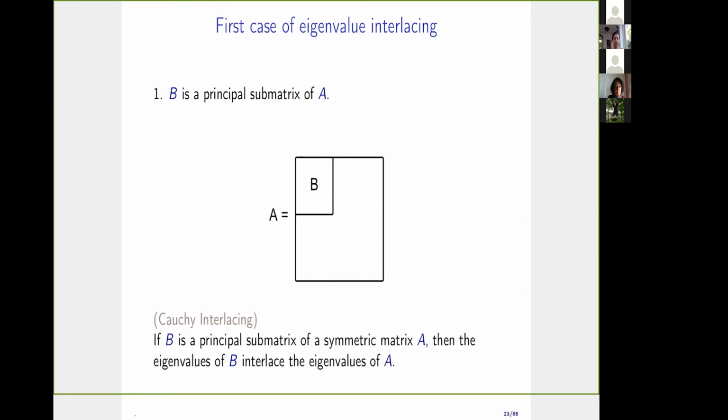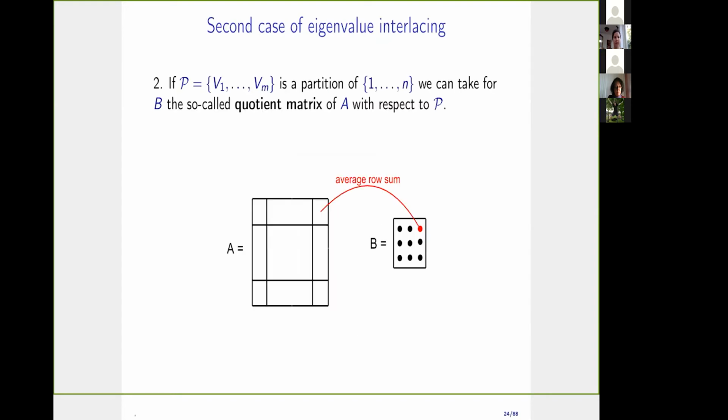In that case, you can just apply Cauchy interlacing. This is a very well-known result, the classical interlacing. And the second case of eigenvalue interlacing, maybe a bit less known, is when B, the smaller matrix, is just the so-called quotient matrix, which contains in each entry the average row sum of the blocks in which you partition your original matrix A, the big matrix.